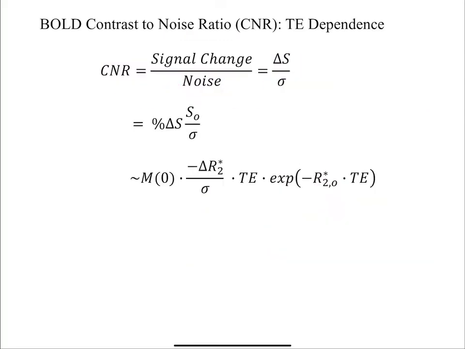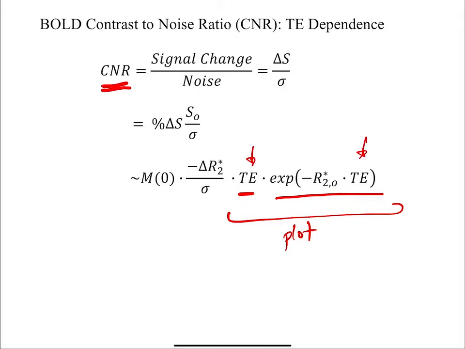The other thing we want to talk about is that this contrast noise ratio can be written like this, which has an echo time, TE, times the exponential term. I'm just providing this here, but what we're going to do is plot this. Okay, we're going to plot this because this is the function of echo time that the contrast noise ratio is, and this is really going to help you determine how to pick your echo time.